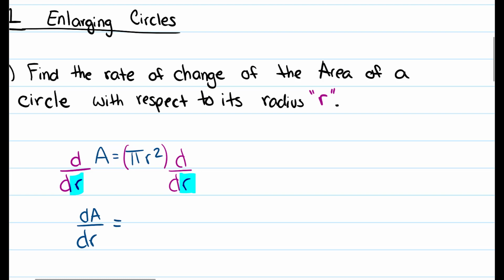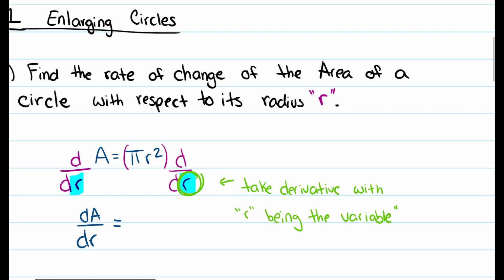It's important to point out what the variable is that I'm taking the derivative of. So this says dr. And so I'm going to take the derivative with r being my variable. So this 2 is going to come down to the front. So I get this is equal to 2 pi r. And that's it. So the rate of change for area of a circle is represented by 2 pi times r.